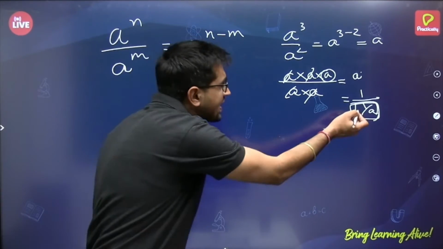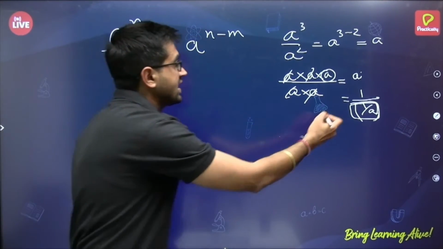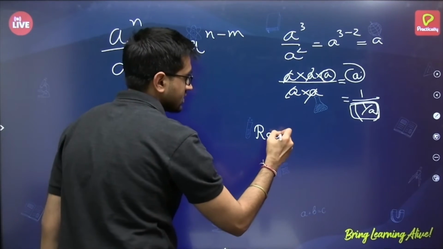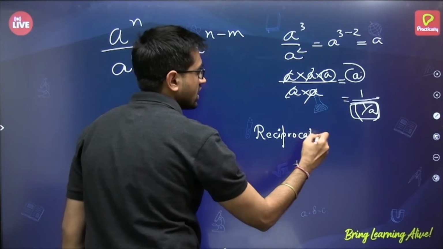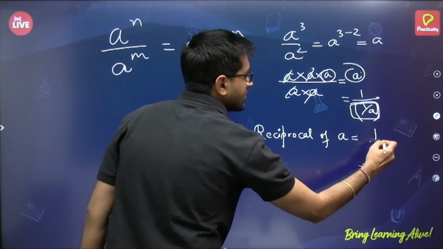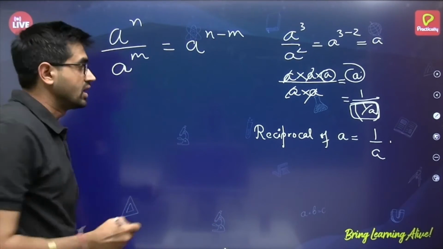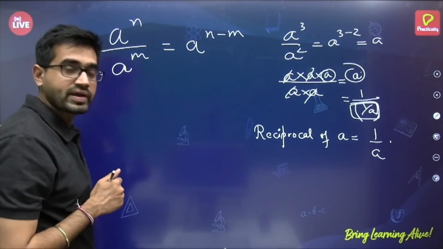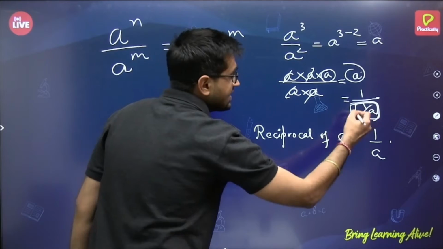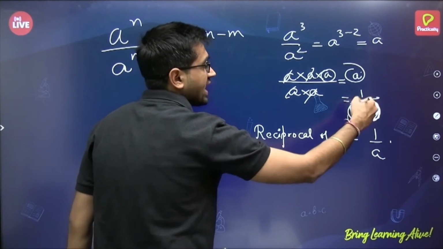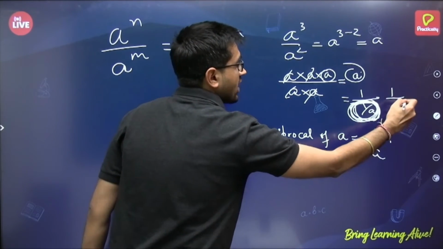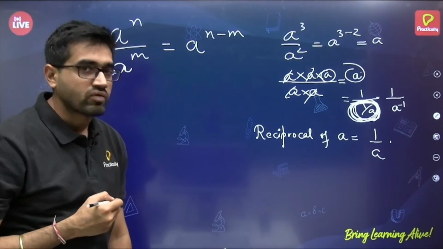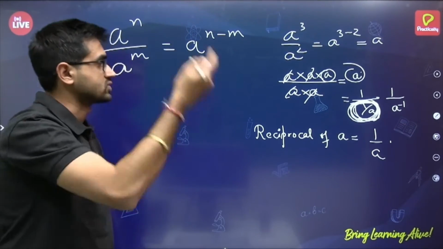Do you think that the reciprocal of a is nothing but 1 by a? Everyone knows this. The reciprocal of a is nothing but 1 by a. So I can write this as 1 upon a to the power minus 1. How does minus 1 come? What is minus 1, sir? Let's understand what minus 1 is.